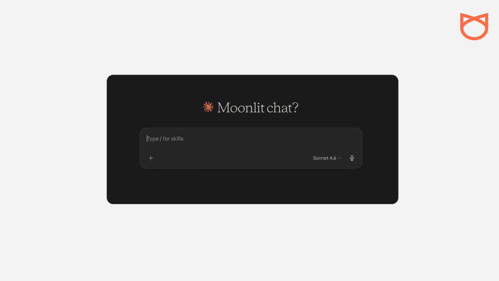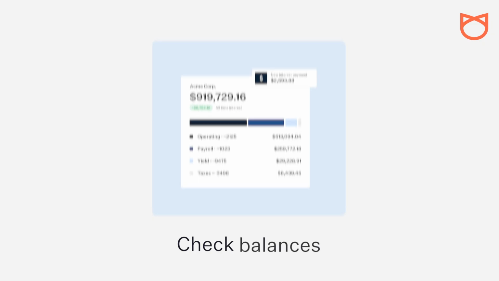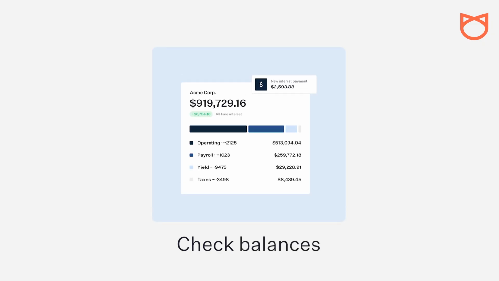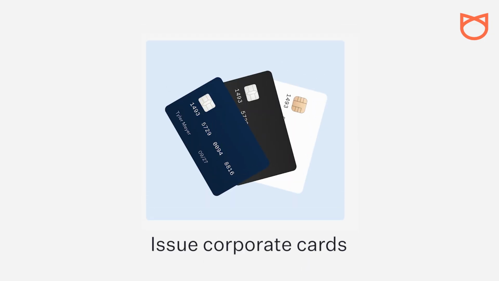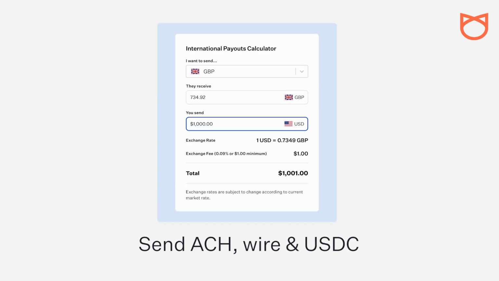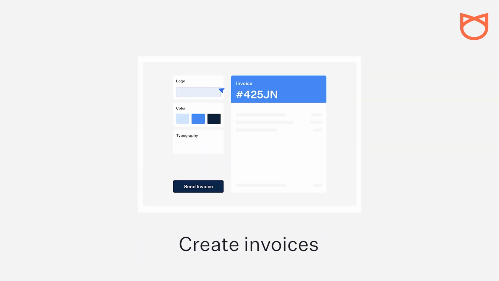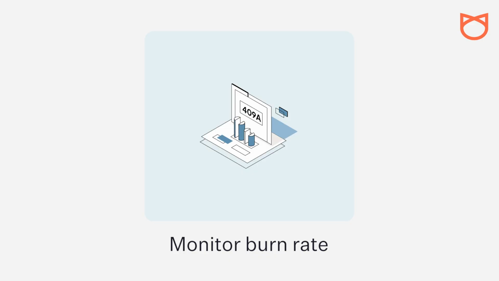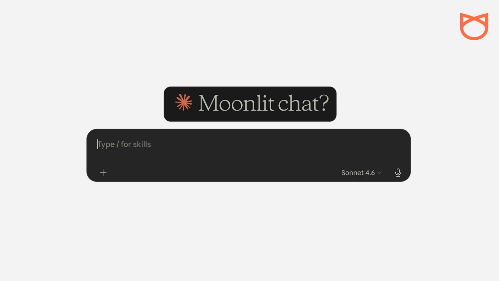And that's it. You just opened a business bank account without ever touching a form or a dashboard. But this is only the beginning. Once your Meow account is active, your AI agent can check balances and transactions in natural language, issue virtual and physical corporate cards, send ACH, wire, and USDC payments, create and manage invoices, monitor burn rate, run spend audits, and get a morning cash briefing, all from the convenience of your AI assistant.